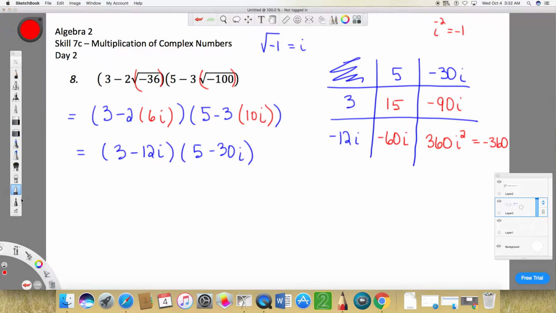All right, so let's come back over here to our work, and 15 take away -360. I don't want to make a silly type of sign error, so I'm going to grab a calculator. -345. That's called the real part, and then minus 150i. So there's our final answer.